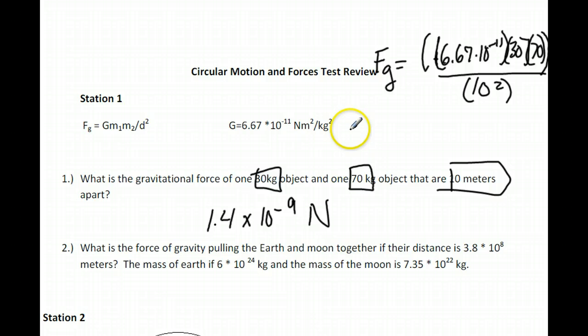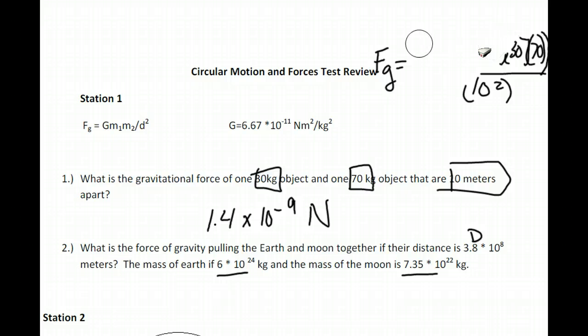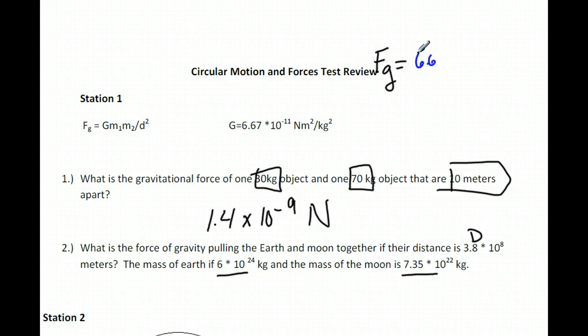Number 2, it says, what is the force of gravity pulling the Earth and Moon together if their distance is 3.8 times 10 to the 8th, and the mass of the Earth is that, and the mass of the Moon is that? So I'm going to write that all up here. You're going to have 6.67 times 10 to the minus 11th. Remember, we want that in parentheses, with an extra parentheses here. We're going to multiply times the mass of the Earth, which is 6 times 10 to the 24th, and the mass of the Moon, 7.35 times 10 to the 22nd.